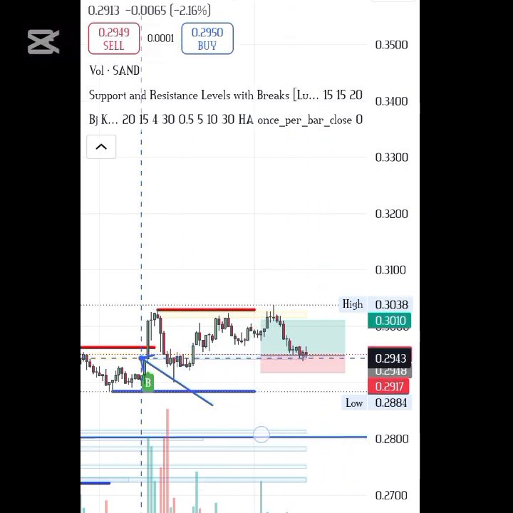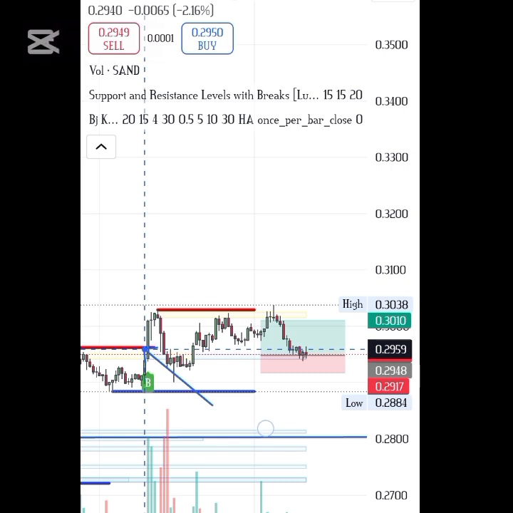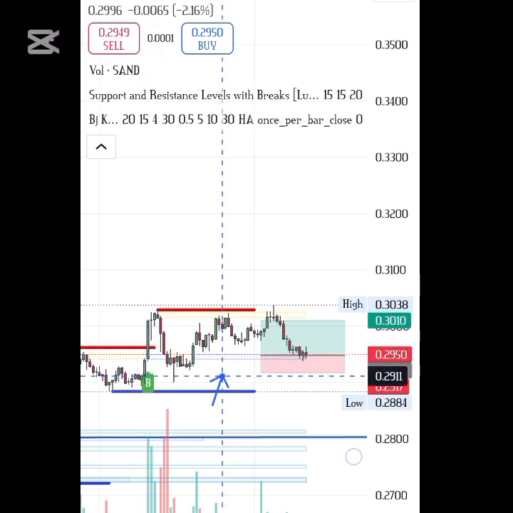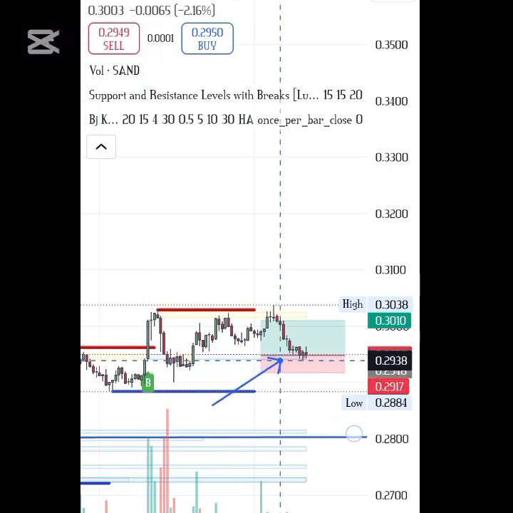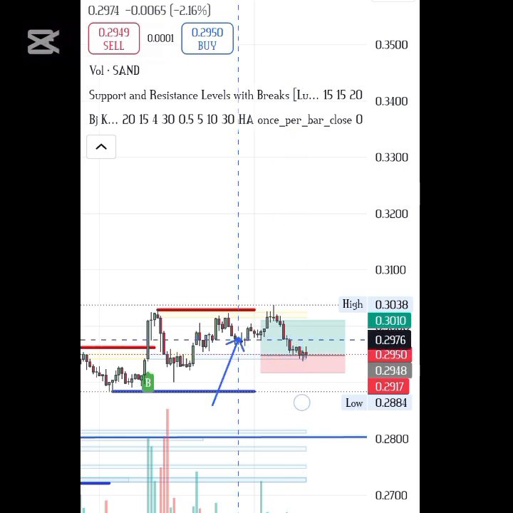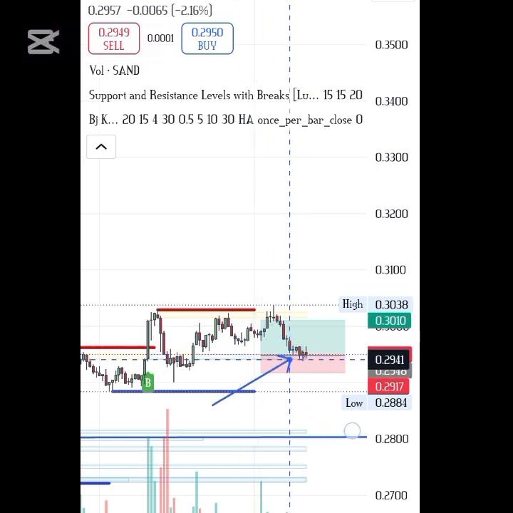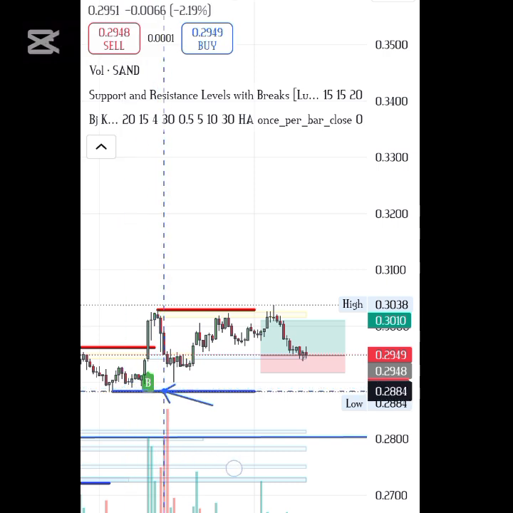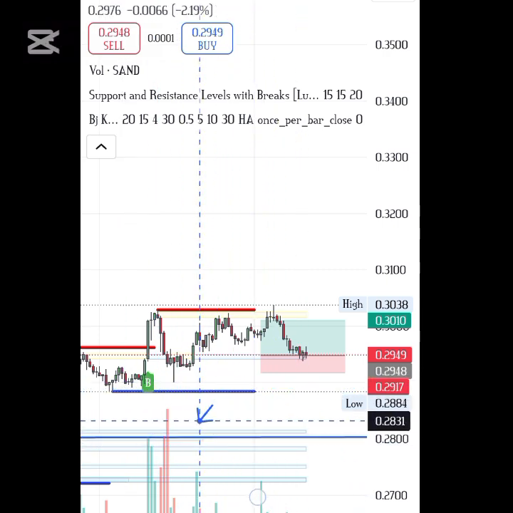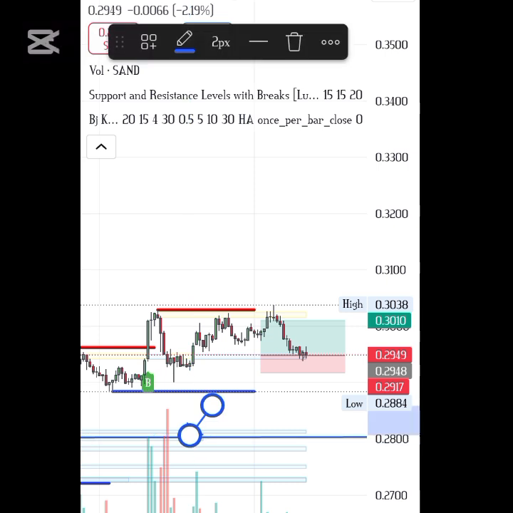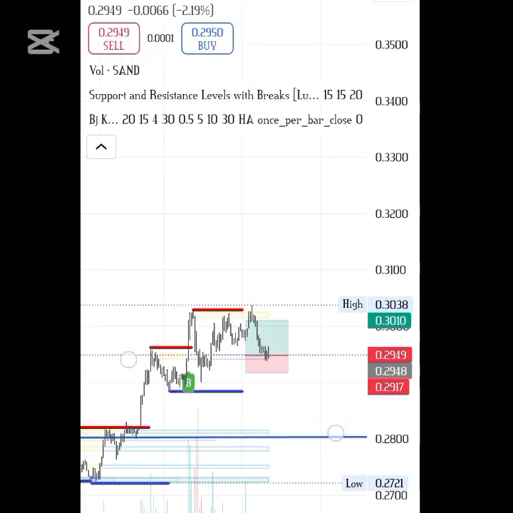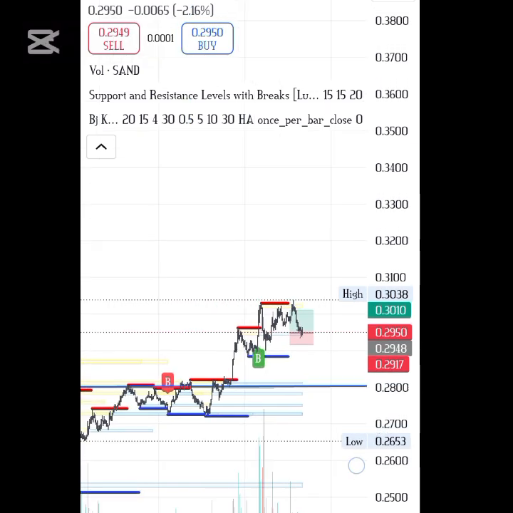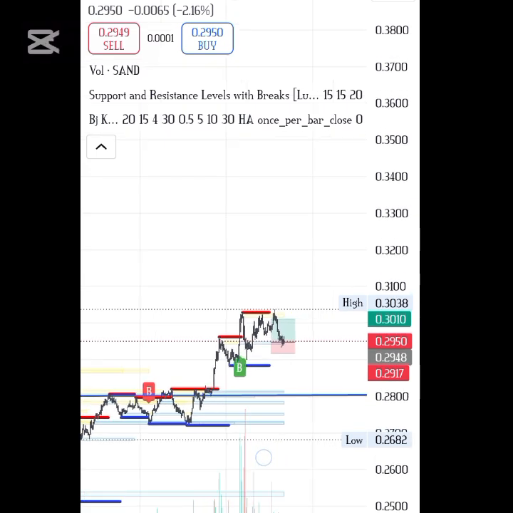Then here you can see it shows there's a resistance here. The indicators are showing that there is resistance around this area, and it is a very strong resistance area. Then this is another support area here. Then you can see the other support areas here. So basically this is how you use these indicators to find your trades.